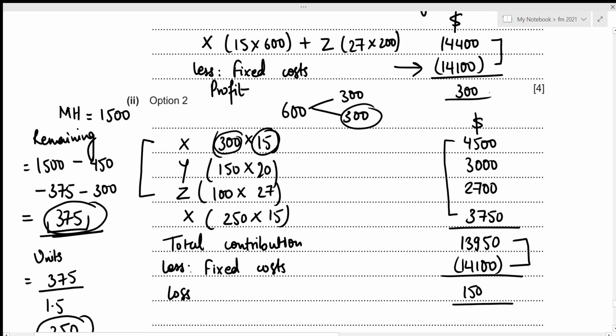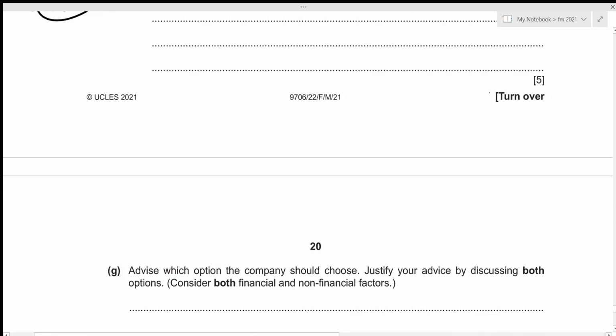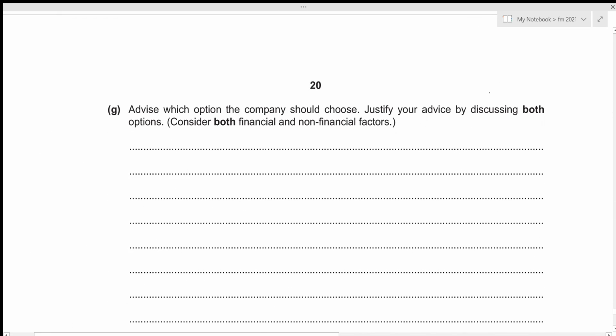This concludes the second part of question 6 as well as the entire question 6. Now we can move towards the 7th question. We now need to advise which option the company should choose, and we need to justify our advice by discussing both options. Okay, so let's start by discussing option 1.